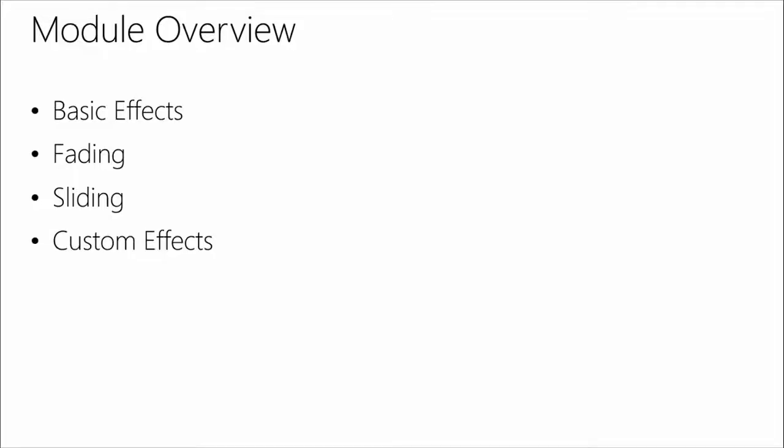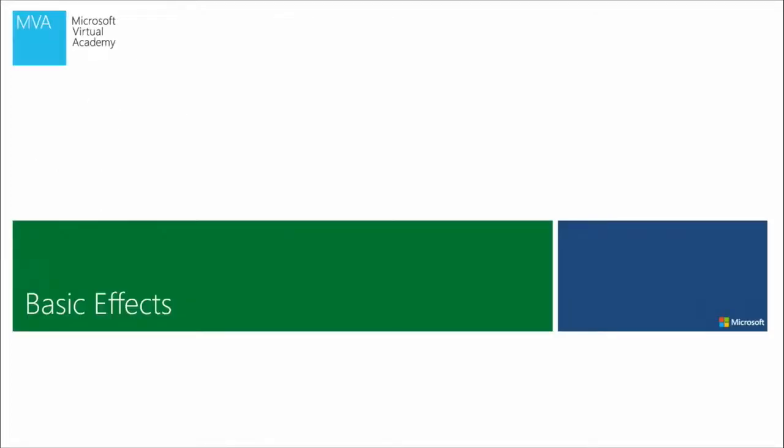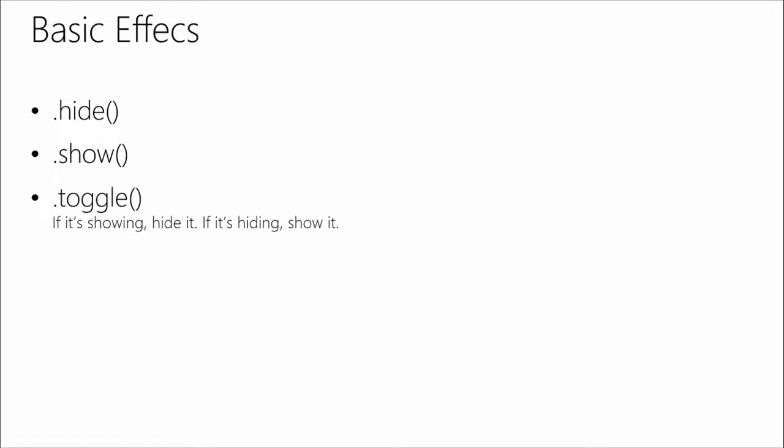Right. So we're going to talk about basic effects, and then we're going to talk specifically about fading, sliding, and then doing custom animations. So basic effects. The basic effects are hiding, showing, and then, I love this one, toggling. Toggle. Let's do away with the logic of if it's hidden, show it. If it's showing, hide it. Let's just abstract that and say, just toggle it for me. Yeah, that's nice. It's just the most boring thing ever to write that code. If it's this, toggle that, blah, blah.